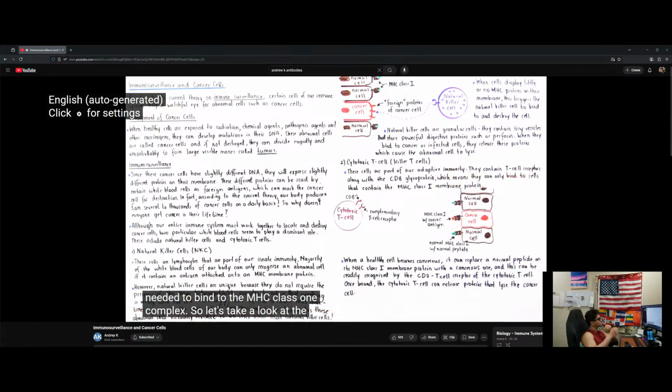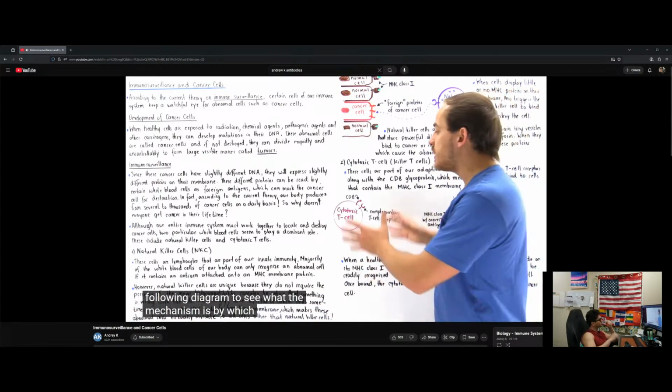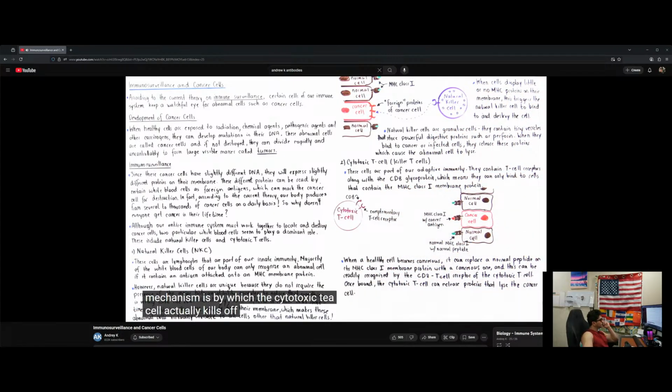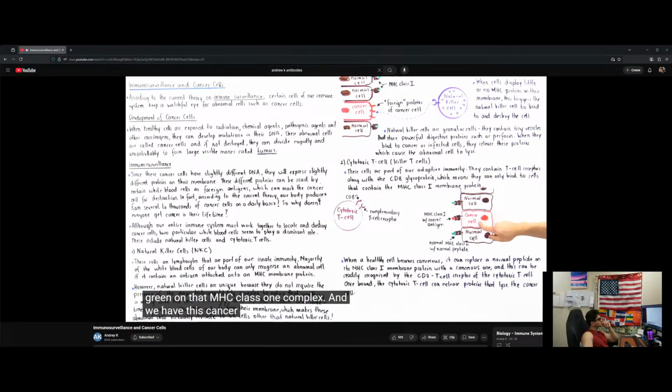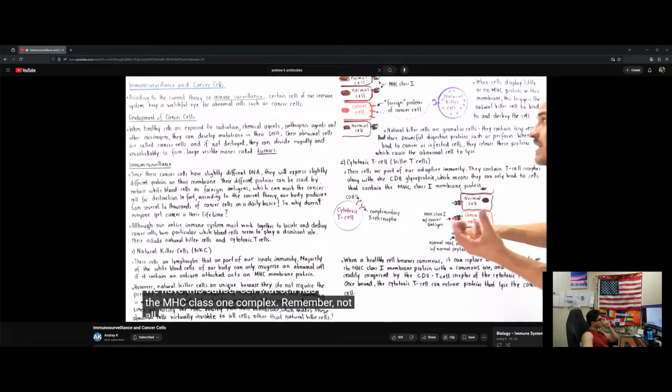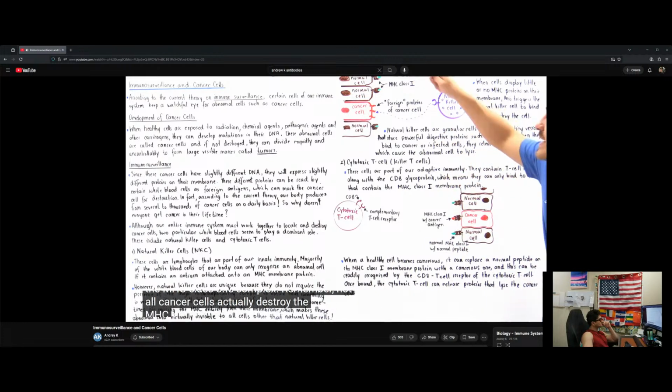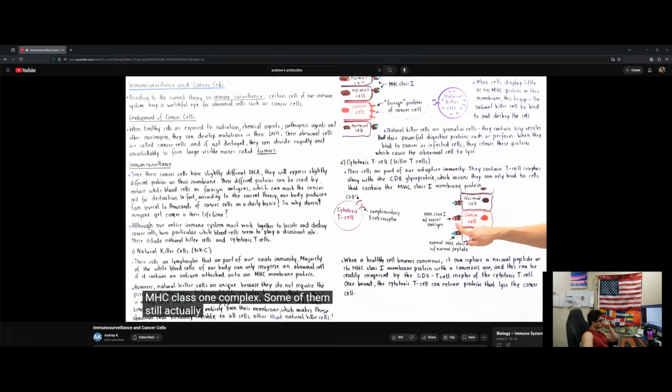So let's take a look at the following diagram to see what the mechanism is by which the cytotoxic T cell actually finds and kills off that cancer cell. So we have normal cells of our body that display the normal self-antigen shown in green on that MHC class 1 complex. And we have this cancer cell that still has the MHC class 1 complex. Remember, not all cancer cells actually destroy the MHC class 1 complex. Some of them still actually have them.